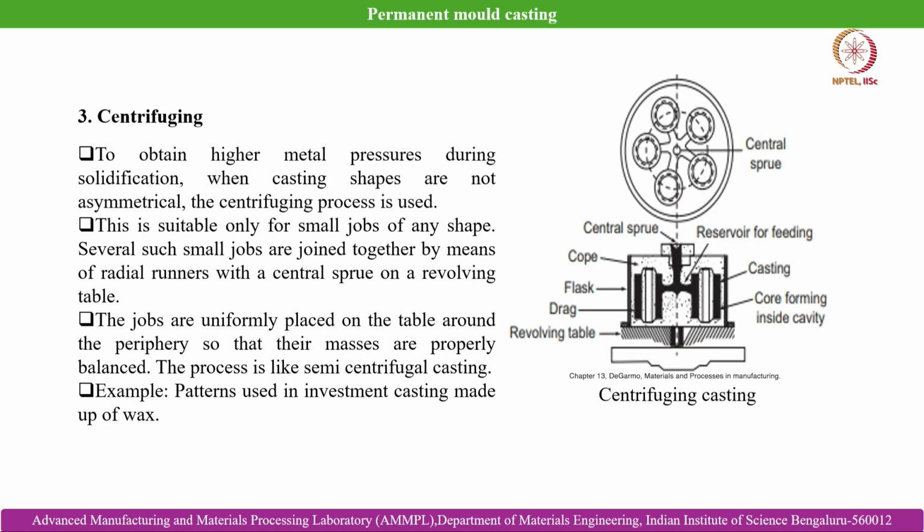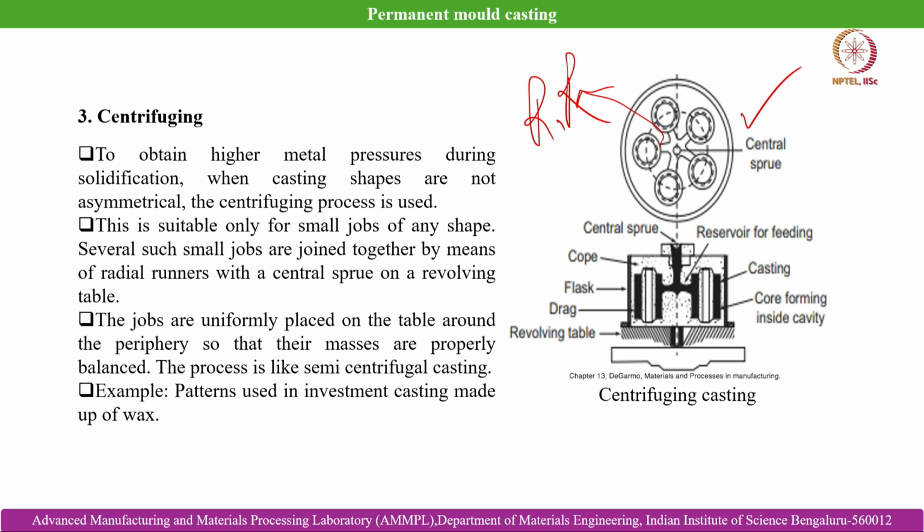Then the third variant of the centrifugal casting process is called centrifuging. You can see from the schematic itself that we can place a number of similar or dissimilar parts in the periphery in a circular fashion using a central sprue at the middle, and here we can obtain higher metal pressures during solidification. When the casting shapes are not axisymmetric, the centrifuging process is used. This is suitable only for small jobs of any shape. Several such small jobs are joined together by means of radial runners. So, these are called radial runners.